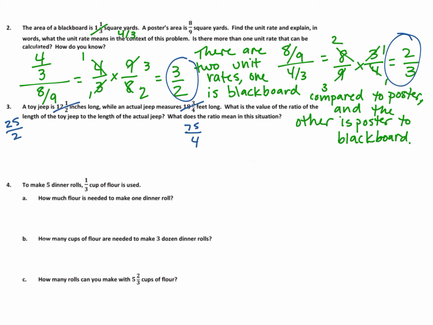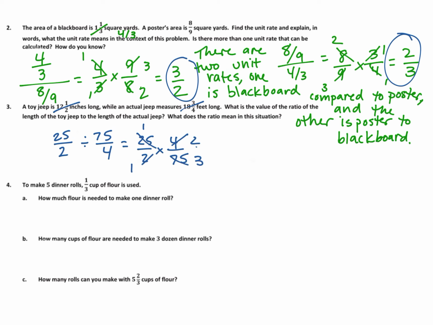And then it says, what is the value of the ratio of the length of the toy Jeep to the length of the actual Jeep? So we're going to do toy divided by actual. So we've got 25/2 divided by 75/4. Then we're going to flip it and multiply. But remember, we only flip the second one. So the 2 and the 4 have a 2 in common, and the 25 and the 75 have 25 in common. 25 fits into 75 3 times. So our final ratio is 2/3.